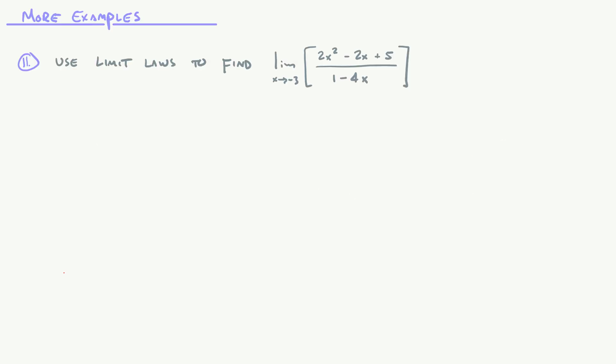All right, example number 2. We're going to use limit laws to find the limit as x approaches negative 3 of (2x squared minus 2x plus 5) over (1 minus 4x). All right, whole lot of stuff happening here, but let's break it down.